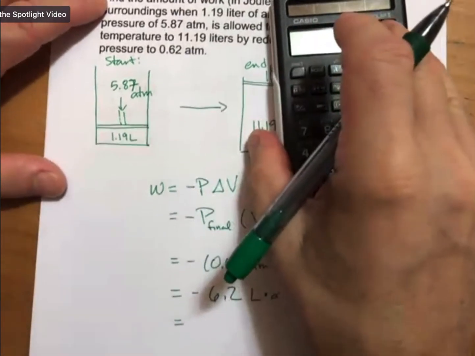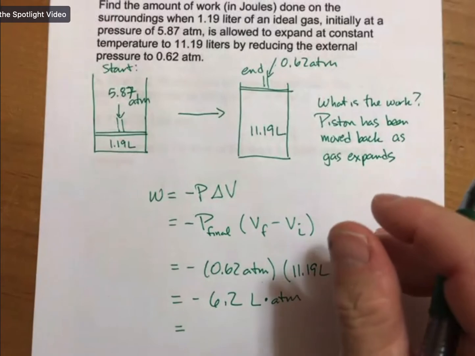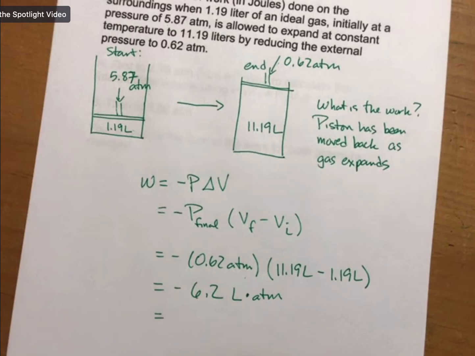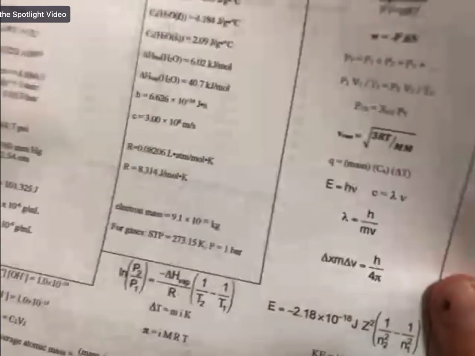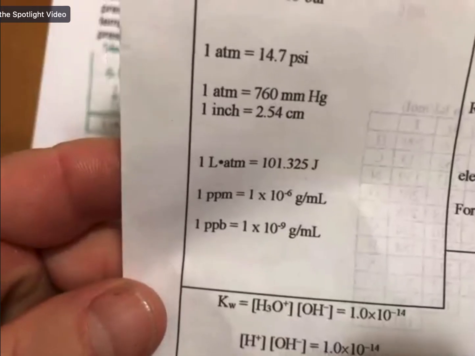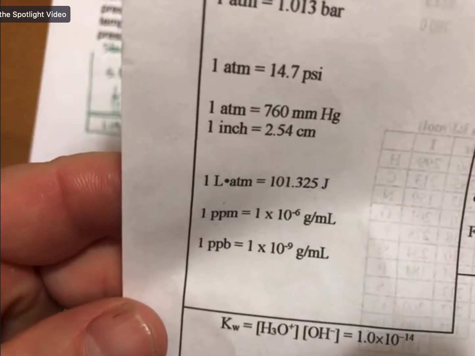And we go to our conversion and equation sheet. Somewhere. Oh, a lot of homework. Conversion and equation sheet. I buried it again somewhere. Oh, there it is. On your conversion and equation sheet, right here, it says 1 liter atmosphere equals 101.325 joules.